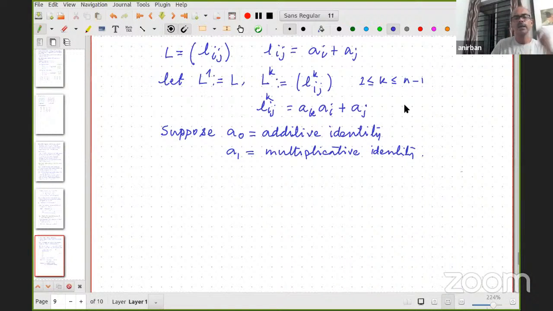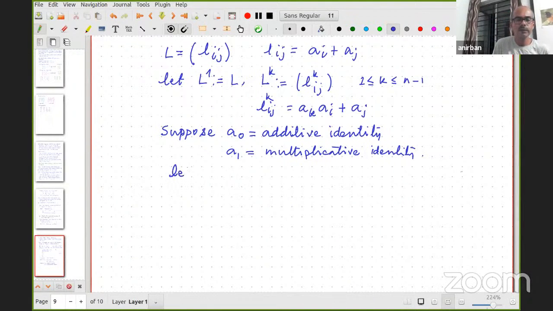So we have n minus 1 Latin squares. L1 is L, just the addition table. Then we manipulate the addition table slightly by defining the ijth element like this: we multiply the ith element by the kth element and add it to the jth element. So we have n minus 1 Latin squares, and we want to say that they are mutually orthogonal. So we take two of them.